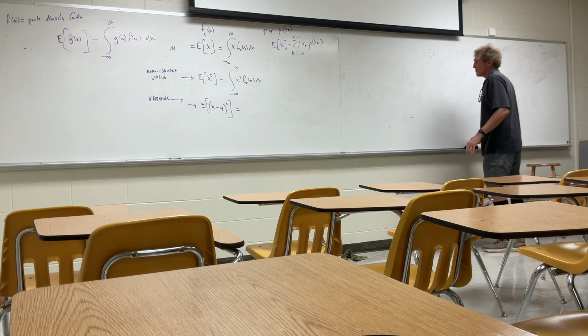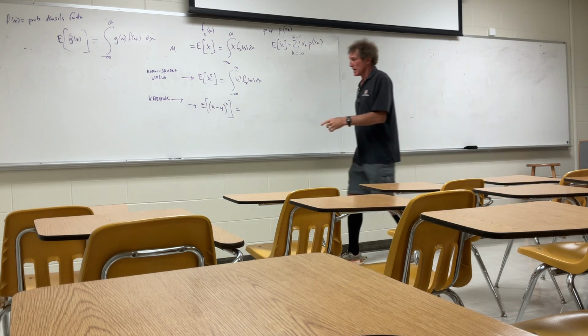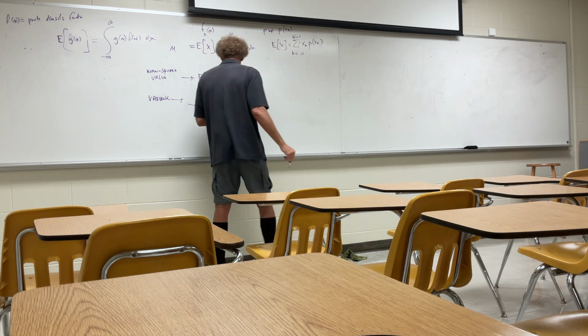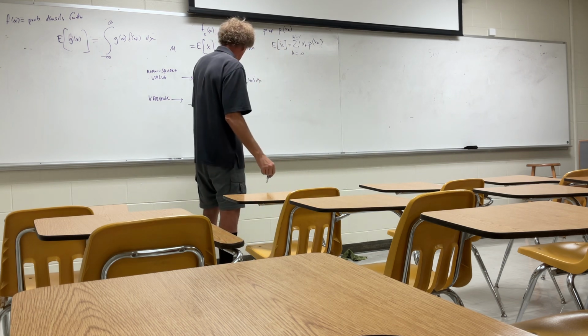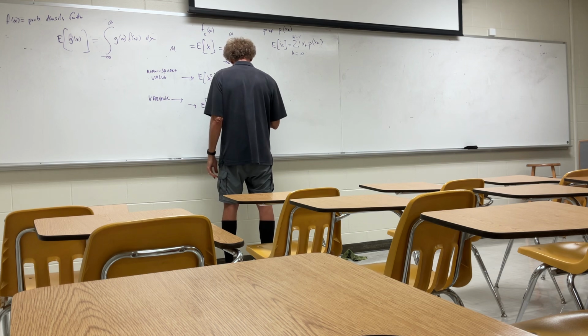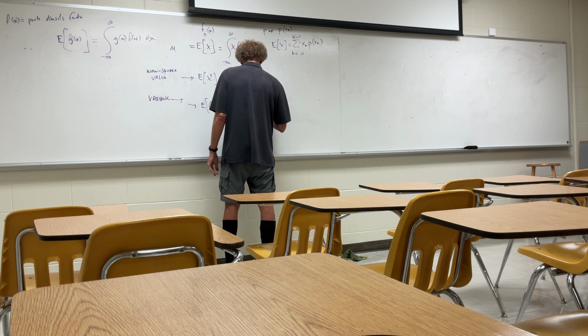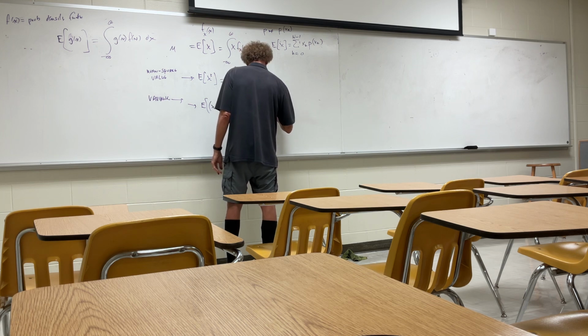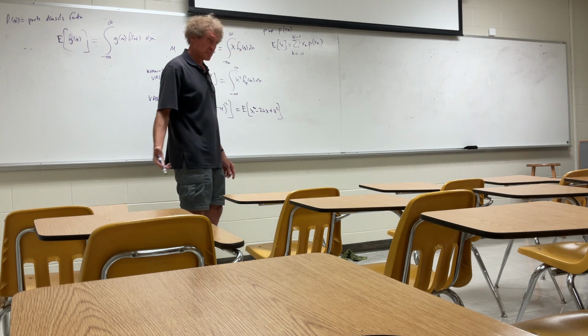Okay, now over here, I want you to take a look at, let's go ahead and square this out. So this is the expected value of x squared, and then it's minus 2 mu, and this is going to be x, and then it's going to be plus mu squared. You agree with that? Just multiplying it out?